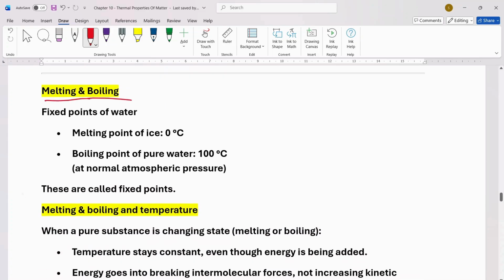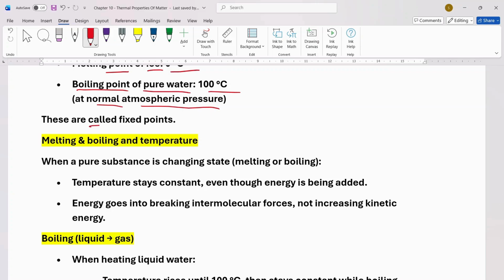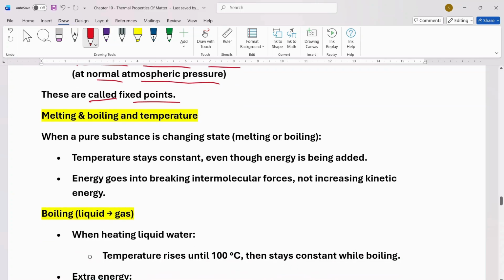Let's talk about melting and boiling now. They have fixed points in water. The melting point of ice is 0 degrees centigrade. The boiling point of water is 100 degrees centigrade at normal atmospheric pressure. These are called fixed points. Melting, boiling and temperature.